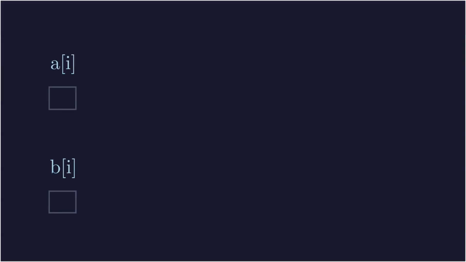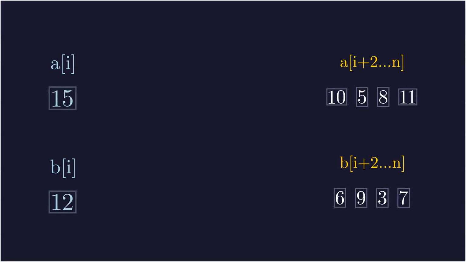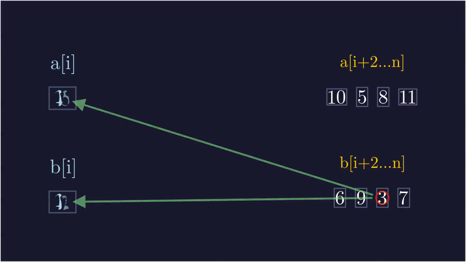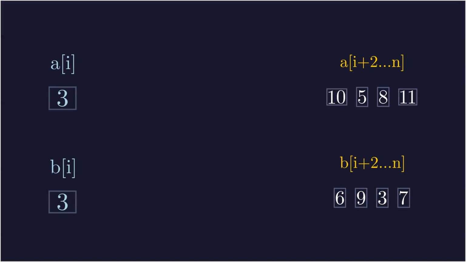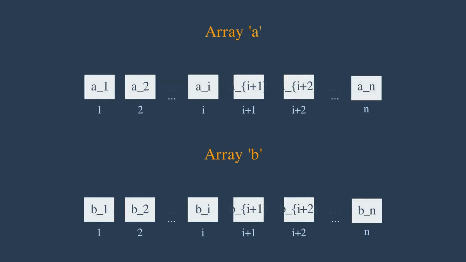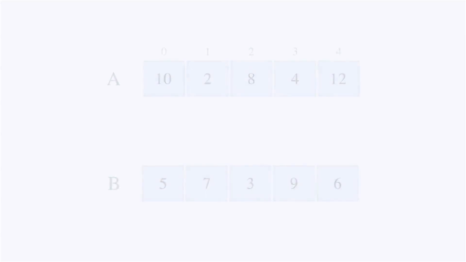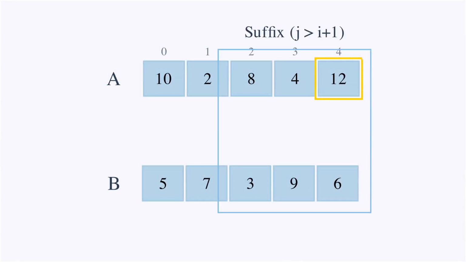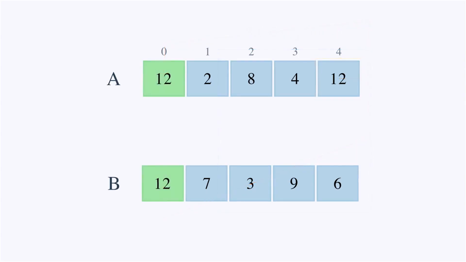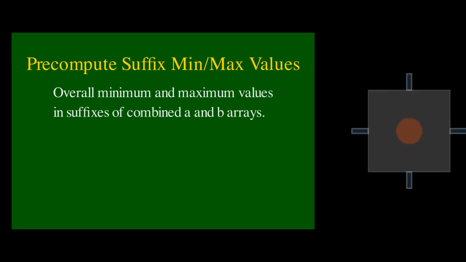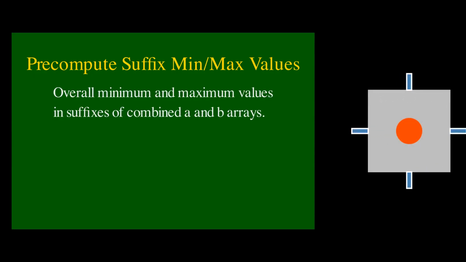Specifically, if we remove i plus 1, then a_i and b_i can be set to the overall minimum value that exists in the combined suffix. This suffix includes elements from a_{i+2} to a_n and b_{i+2} to b_n. Or they can both be set to the overall maximum value from that same suffix. So, we need to precompute the overall minimum and maximum values in suffixes of the combined A and B arrays.